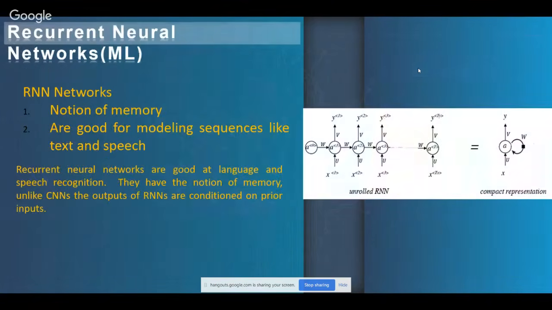The other architecture we use are the recurrent neural networks. Recurrent neural networks have the notion of memory. They enable you to learn sequences. They're good for things like speech modeling, language modeling, and unlike convolutional neural networks, the output is dependent not only on the current input but on previous inputs.